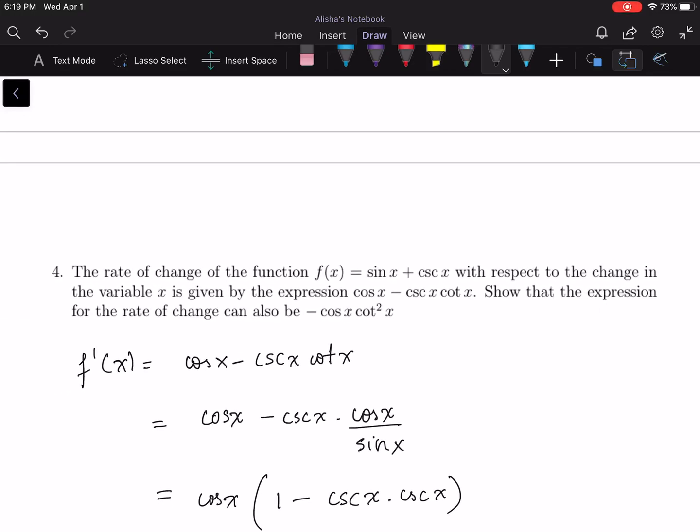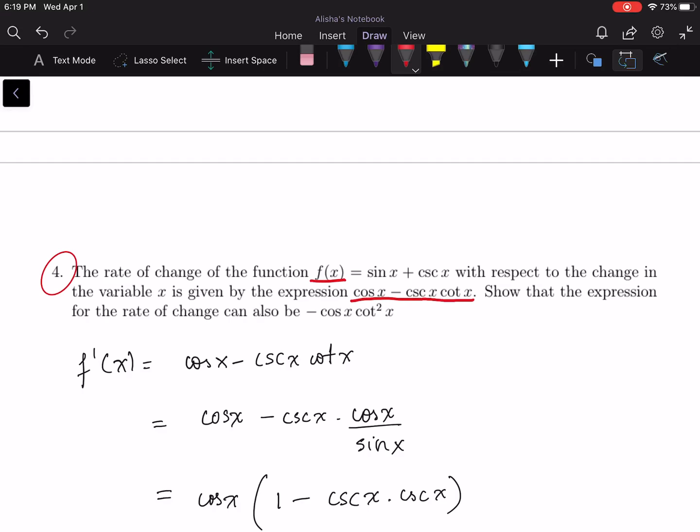So next, let's take a look at question 4. And we're given that the rate of change of a function, whatever that function is, is given by the expression cosine x minus cosecant x cotangent x. So we don't actually have to take a derivative to figure out the rate of change. It's given to us. We don't know yet how to take derivatives of these functions.